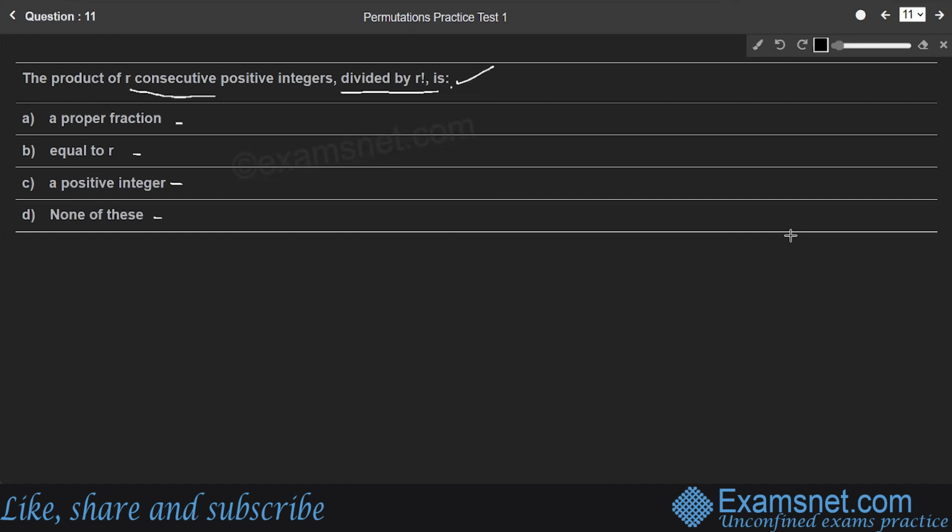So we'll consider the product of r consecutive positive integers. Here, let us consider the positive integers as n plus 1. This is the first positive integer, or you can consider 1 itself a positive integer. We don't know the value of the last, that means the rth, positive integer. We don't know the value of r here. Therefore, we'll consider n plus 1 as the first positive integer.